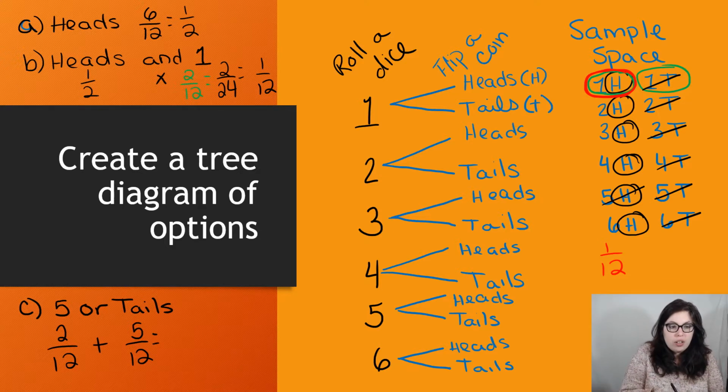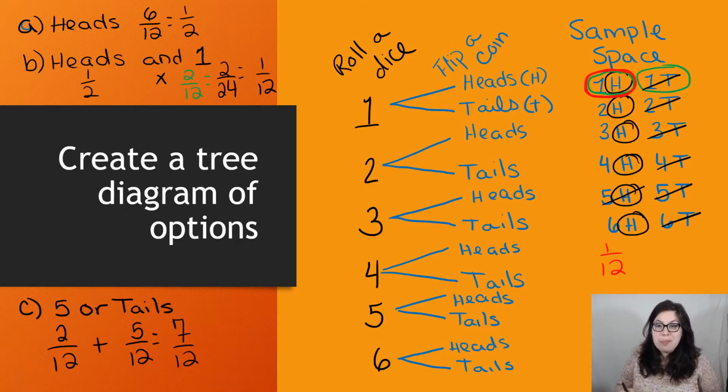If I add it together, my 2 and my 5, I am going to get 7 out of 12 as my probability. 7 times out of 12, I'm going to get a 5 or I can get a tails. Now I could have just done that again with my sample space. Look at everything that I crossed out. There's 1, 2, 3, 4, 5, 6, 7 options that I crossed out over 12. So I can either do it the mathematical way or I can do it the looking at my sample space way. So now let's talk about the different types of probability that there are.